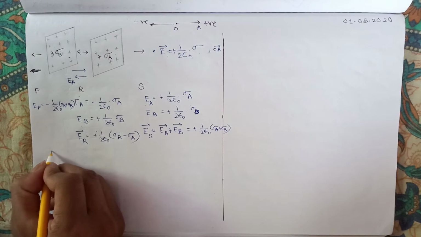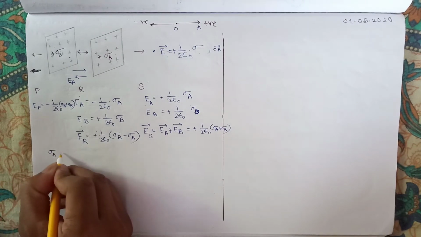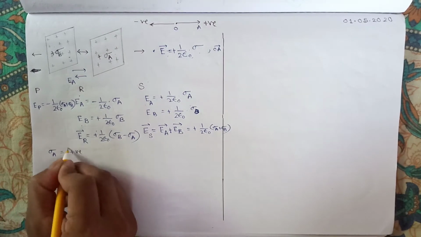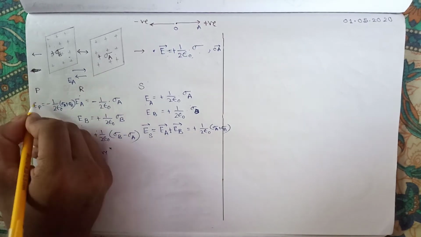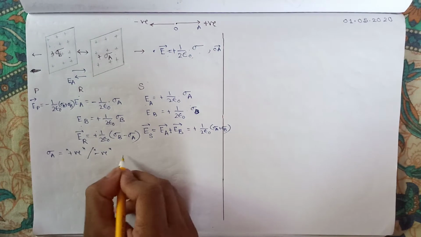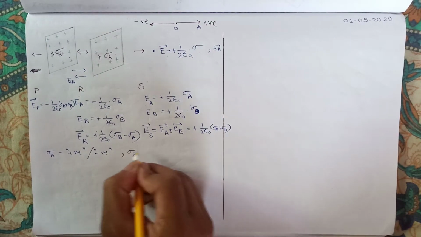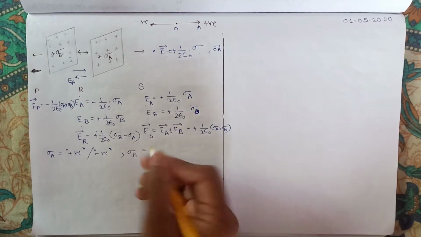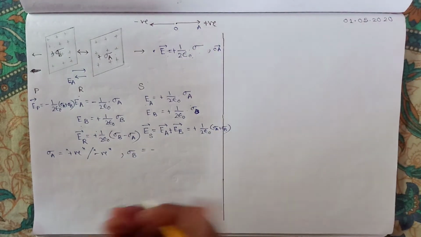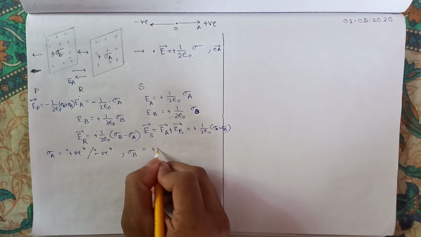Take the different signs of sigma A and sigma B, and check those equations of electric field. That is your homework, you can say. Apply your sense, and whatever you learn from this video, just apply it.